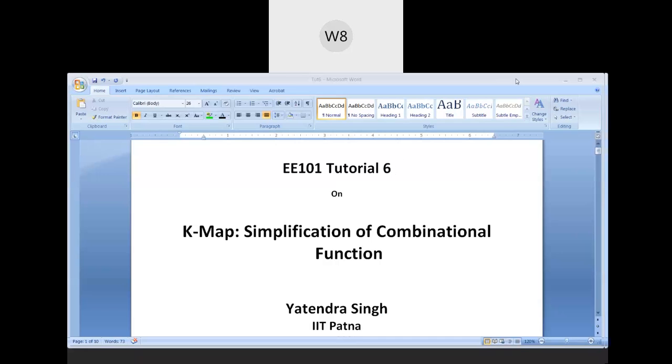So as you can see from the title of this tutorial, we will be basically simplifying the combinational function, to be more precise, combinational Boolean function. And this simplification will be carried out with the help of Karnaugh Map, which in short is called K-map.